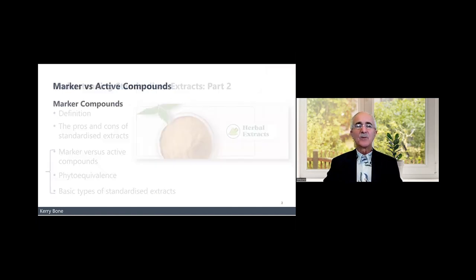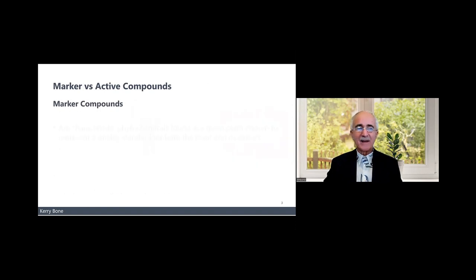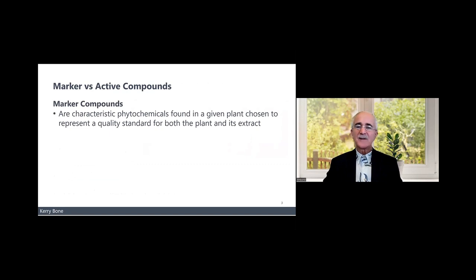So let's begin with marker compounds. What are they? Well, they're characteristic phytochemicals given in a plant that are chosen to represent a quality standard, both for the plant, the original starting material, the raw material, and the extract that's made for it. And often they're what the extract is fixed or standardized to. It doesn't mean necessarily, and in most cases not, at the exclusion of other important phytochemicals in the herb. It's just that you're fixing to certain marker compounds for that consistency.